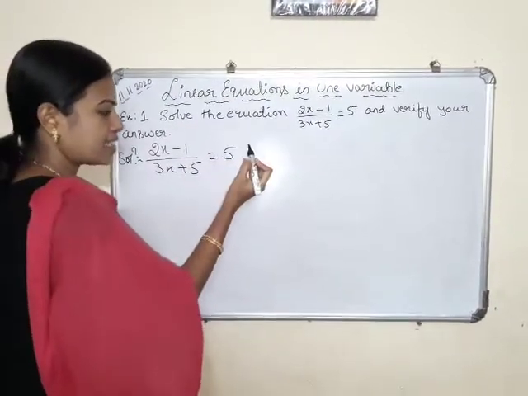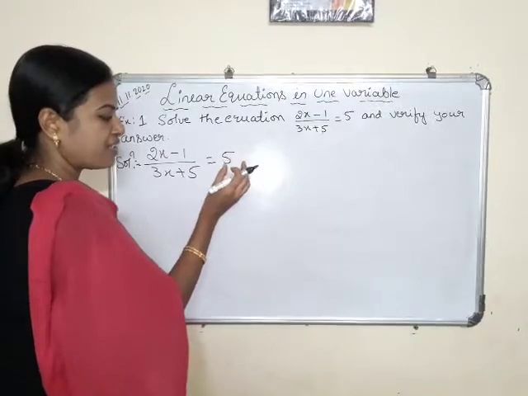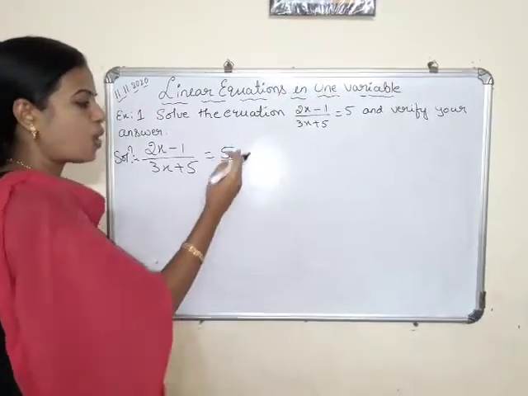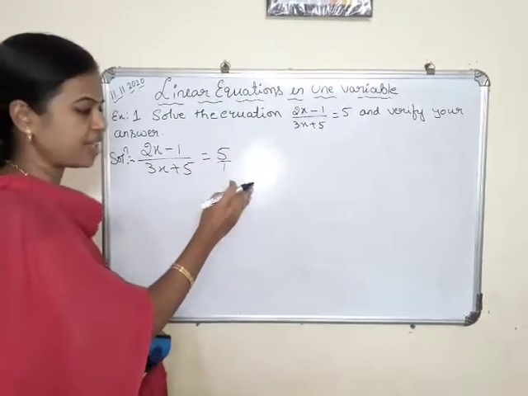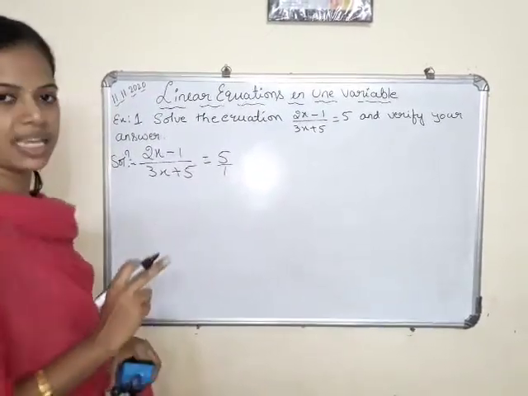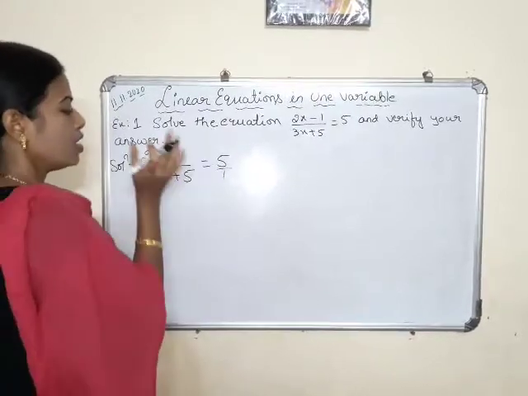On the RHS side, only 5 is there. You can write this as 5 by 1. 5 or 5 by 1, there is no difference in that. So, in the cross multiplication method, what do we have to do?